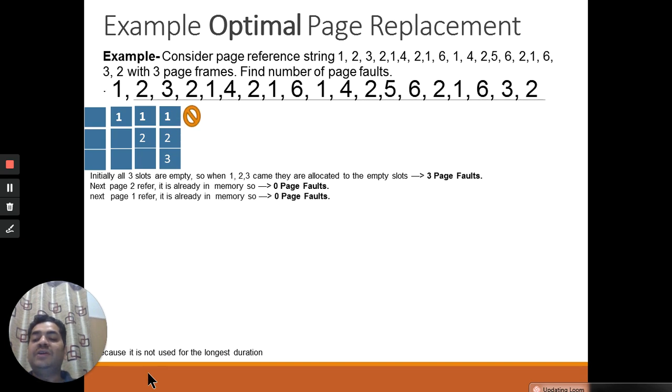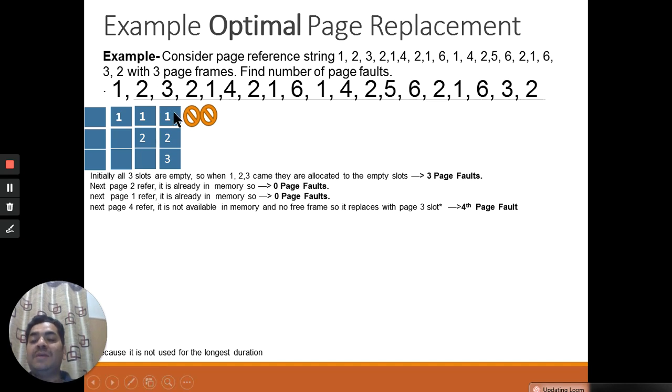Page 1 is referred, it is already in the memory, so no page fault. Now page 4 is referred, it is not in the memory, so we want to free a frame. Look at this: in memory, pages 1, 2, 3 are loaded. In the future, 2 is used, 1 is used, but 3 is used later. So we replace page 3 with 4 because it is not used for the longest duration.